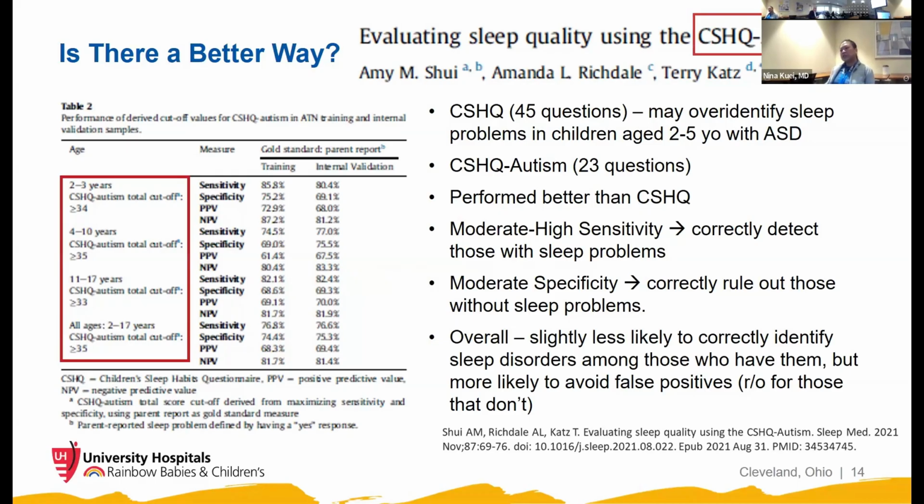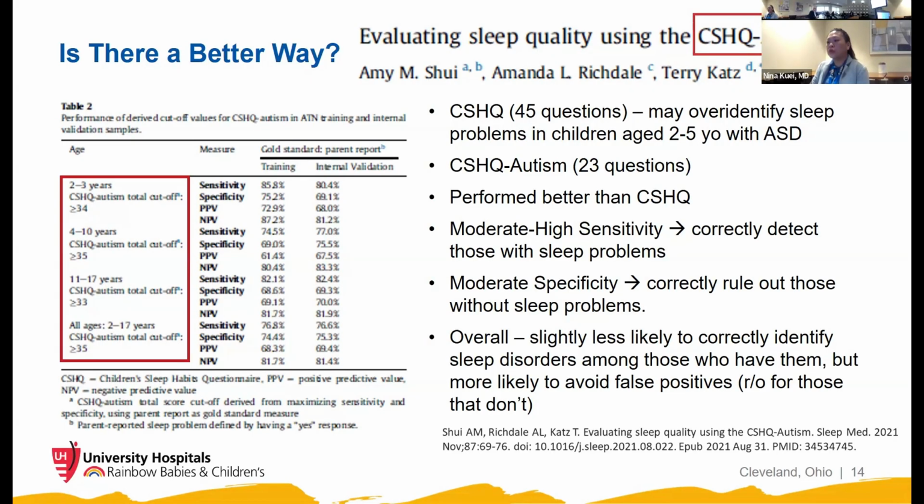And so the CSHQ was actually modified to make a shorter version that is more specific for the autism community. The original CSHQ had 45 questions. The problem with it is that when you have younger children, 2 to 5, who are delayed in some way, potentially with autism, it may over-identify sleep problems. And so the modified version has 23 questions.